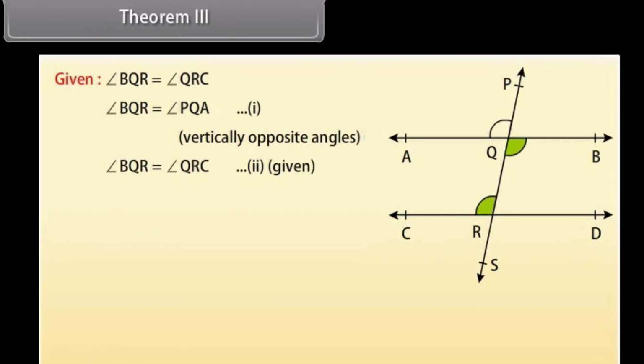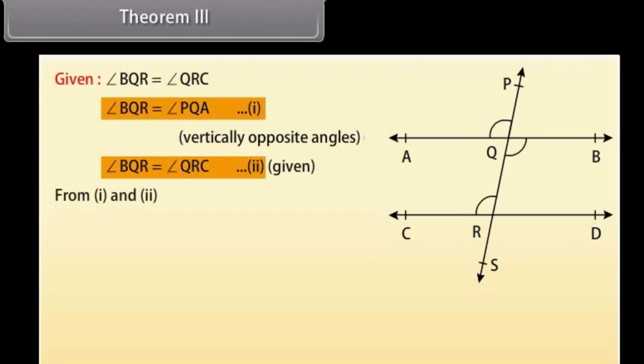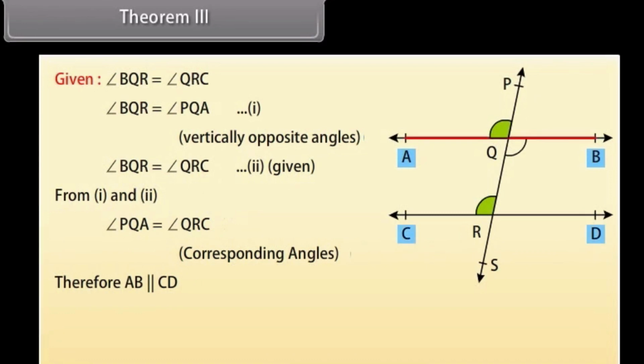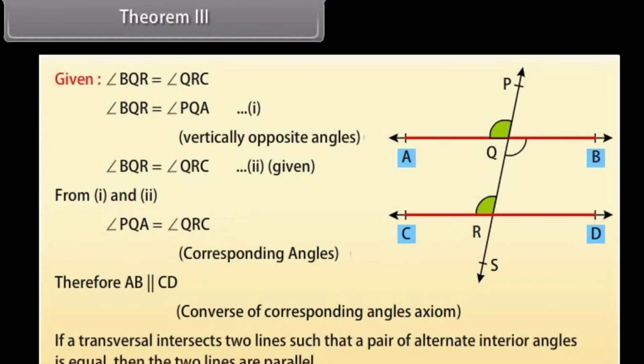But angle BQR is equal to angle QRC, given. Mark it as 2. So, from 1 and 2 you may conclude that angle PQA is equal to angle QRC. But they are corresponding angles. So AB is parallel to CD, by the converse of corresponding angles axiom. This result can be stated as a theorem, which is, if a transversal intersects two lines such that a pair of alternate interior angles is equal, then the two lines are parallel.